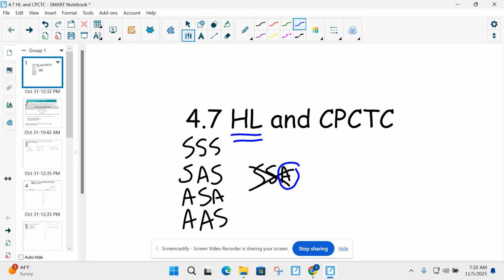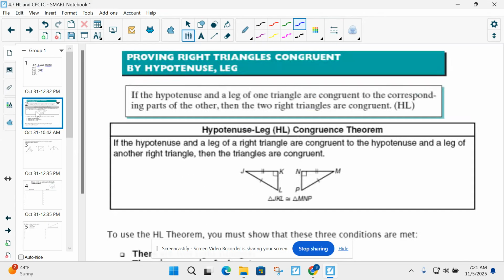It's a specific case of side-side-angle where it is a right triangle. And then we'll talk about CPCTC in a minute. But for now, this is for hypotenuse leg: if the hypotenuse and one of the legs of one triangle are congruent to the corresponding parts of the other, so the other hypotenuse and one of the legs. So note, you have to know the hypotenuses are congruent, and you have to know one of the legs are congruent. It's not good enough to know that the two legs are congruent.